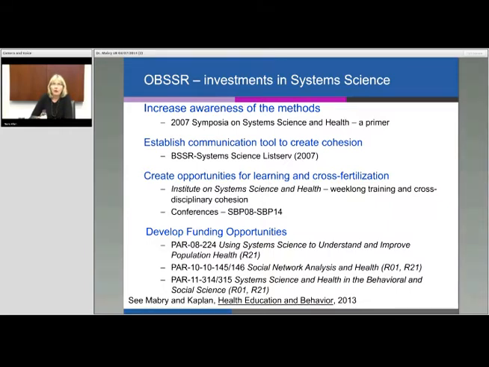We've also developed funding opportunities. We tried to help people apply once they got interested in system science: how are they going to apply it to their research question? The way we wanted to help them was to get funding through these funding opportunities that are listed here. If you really want to know more about the history, you can see a recent article published in October 2013 by myself and our director, Dr. Robert Kaplan. It's in Health Education and Behavior.